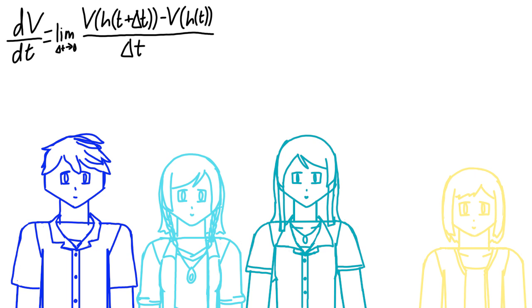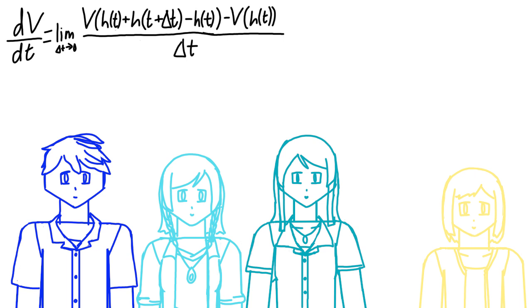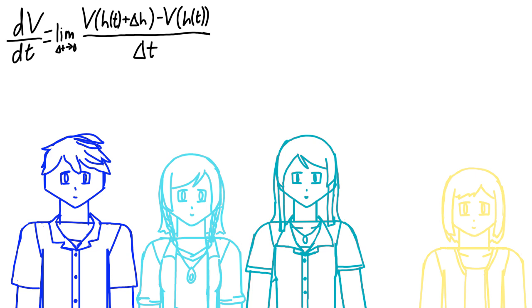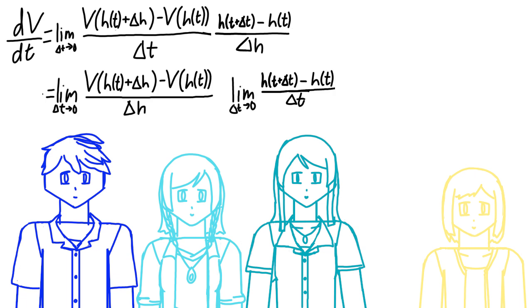Bring back the definition of the derivative of v with respect to t. We can add and subtract h of t here and then replace this part with delta h. Now here's the fun part. We multiply the numerator and denominator by delta h. Replacing delta h with its definition here, you can see that we can split the fraction and then treat it as a product of two limits. Now as you noticed before, as delta t goes closer to 0, delta h goes closer to 0, so we can change this to this. But this is just the derivative of v with respect to h. And this is the derivative of h with respect to t, so we could replace them and voila! The chain rule. Did you understand all that?